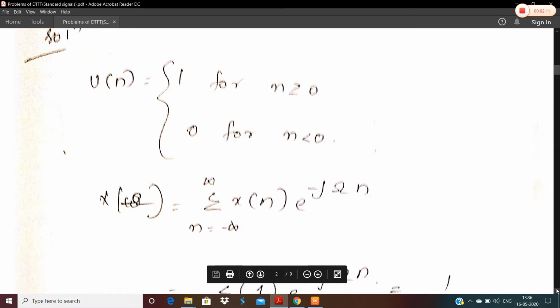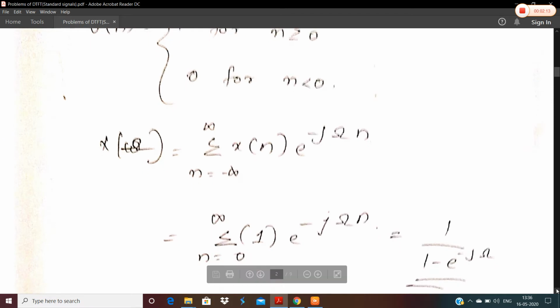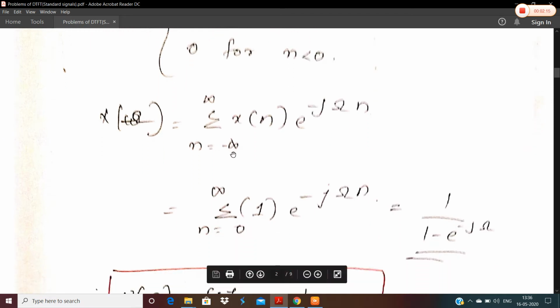So we may write the equation of DTFT as X of omega is equal to sigma n is equal to minus infinity to plus infinity x of n e raised to minus j omega n. And as the function given is u of n, we will change the limit to n is equal to 0 to infinity, and we know that the value of x of n is equal to 1, and this will have the same form, e raised to minus j omega n.